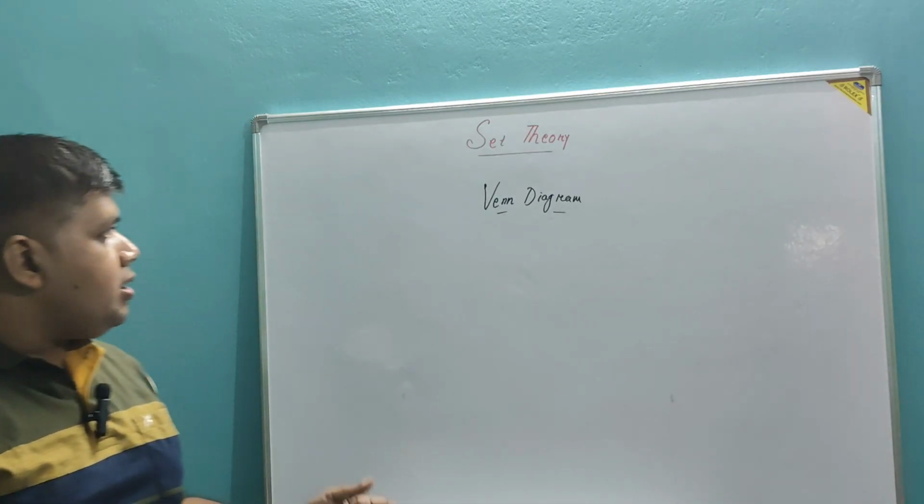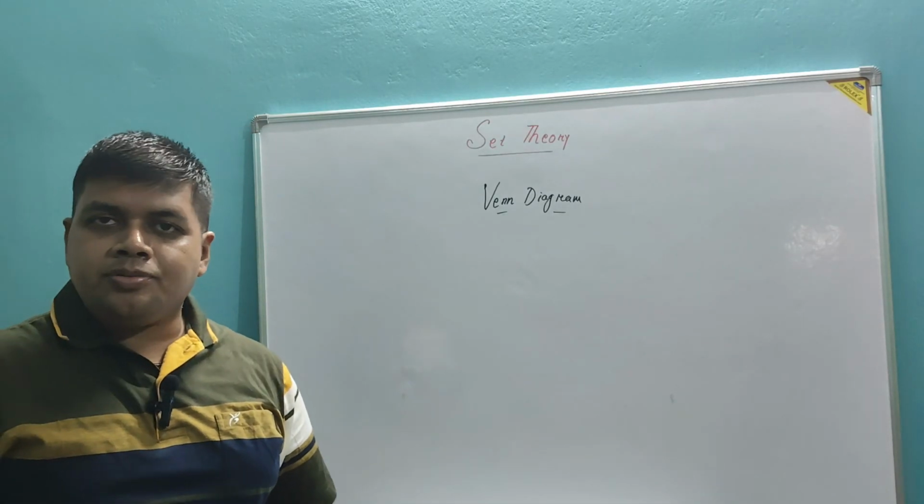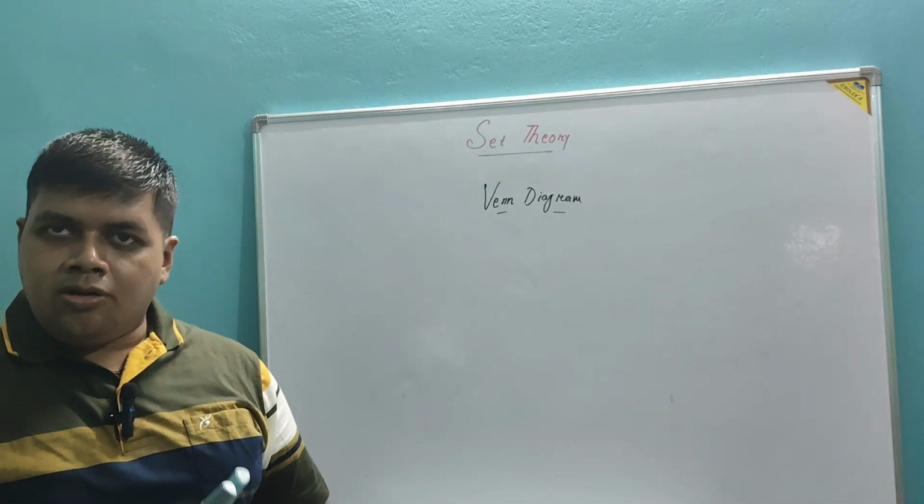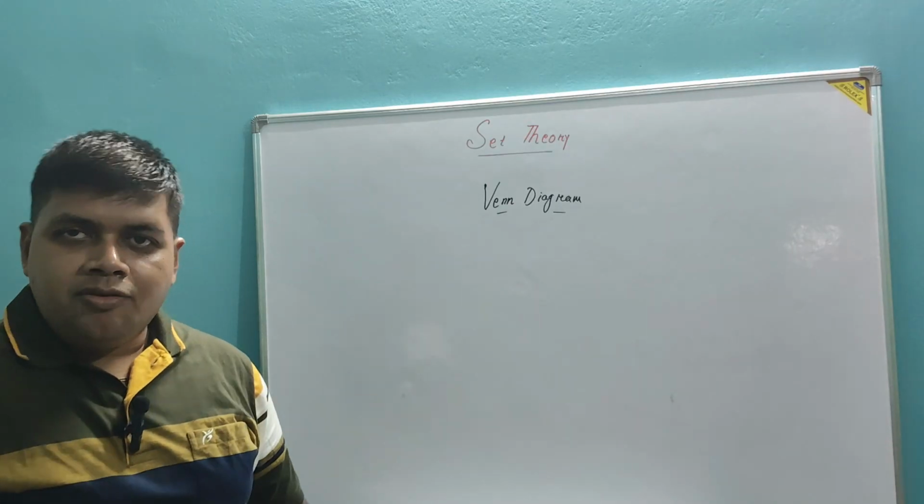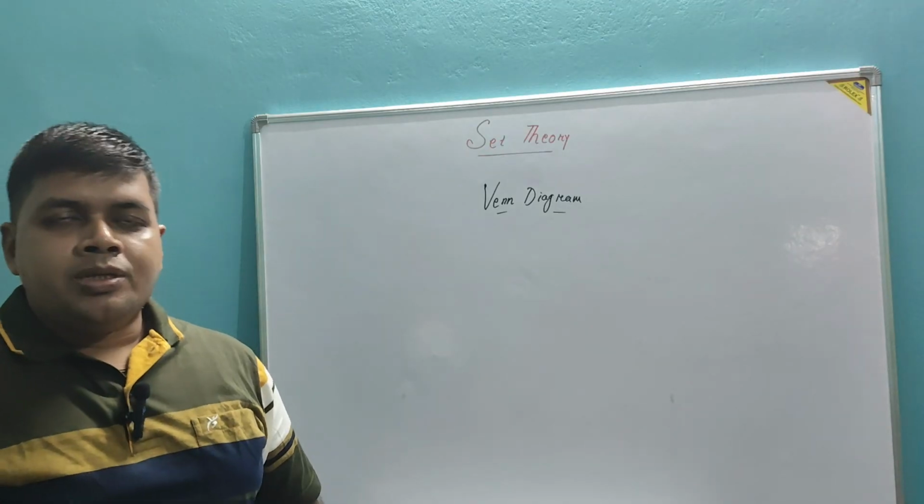In this video, we will be discussing the Venn diagram and its uses. In the previous video, we have seen the different operations on sets: union, intersection, and all the others. So we will try to relate those with this Venn diagram. First, let's understand what a Venn diagram is.